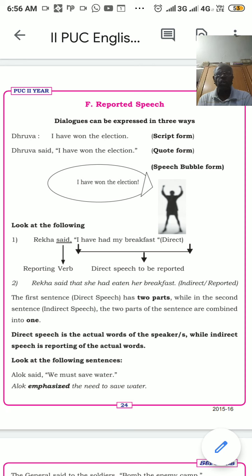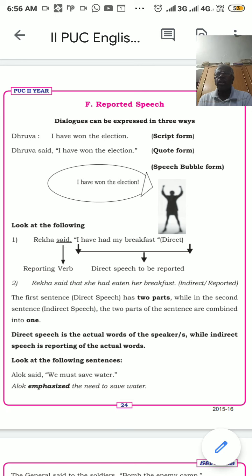The textbook doesn't give much. You know why? They take it for granted that you know the tenses. You are supposed to know them. In high school you have studied, in first PU you have studied, and they are applying the tenses here. But what I do, I'll again repeat all the tenses and all the rules, so that it becomes easy.